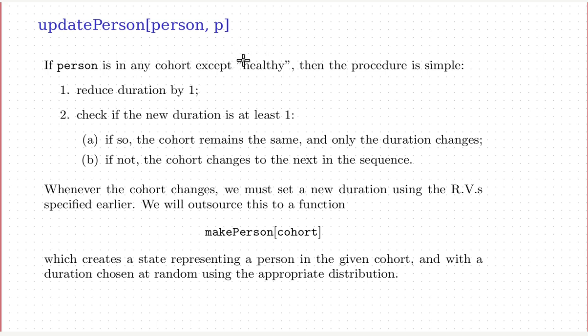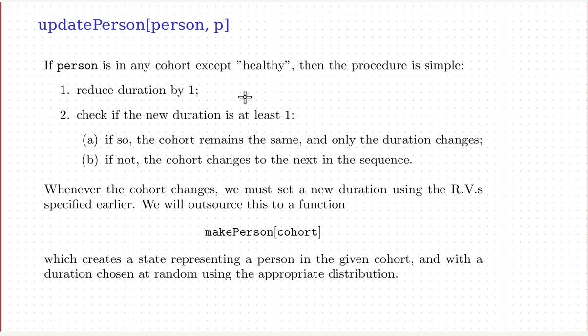Then it's actually pretty straightforward, because what we do is we reduce the duration by 1, right? Because another day has passed, so we reduce the time they're going to spend in that stage of the illness by 1. And then if this new value is at least 1, that means they're going to remain in that cohort for another day. And then the only change that we make in the person is the duration. We just reduce that duration by 1, and the cohort remains the same.